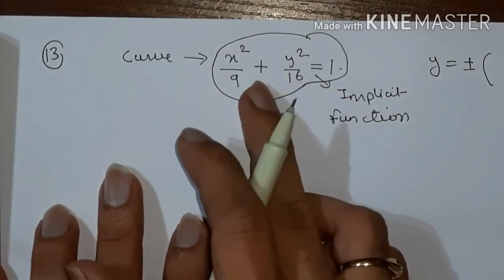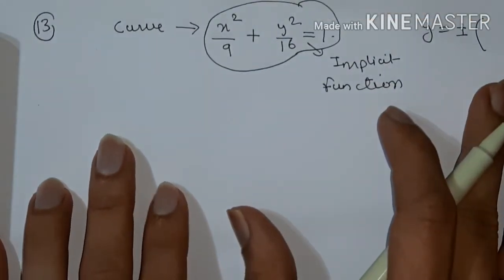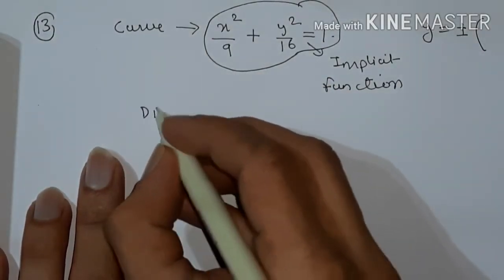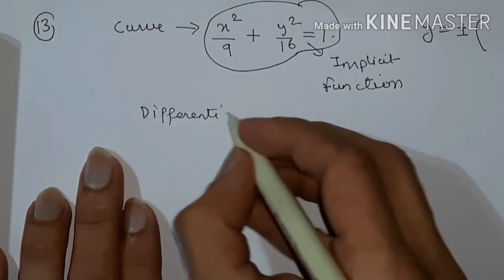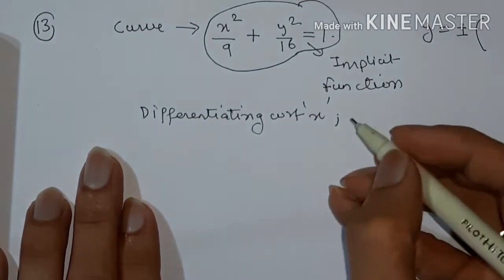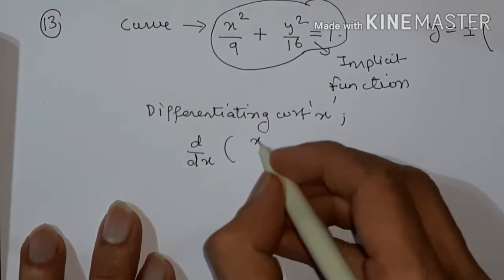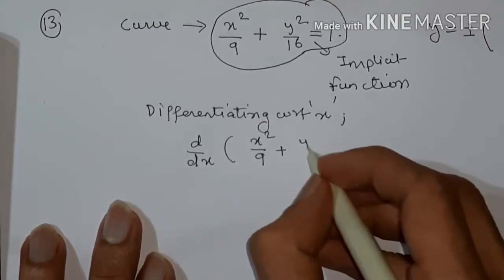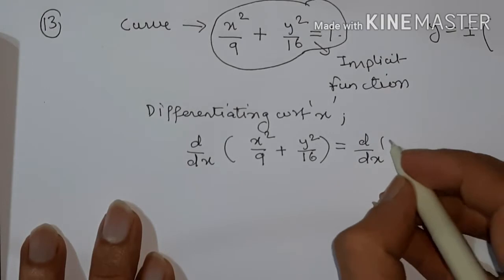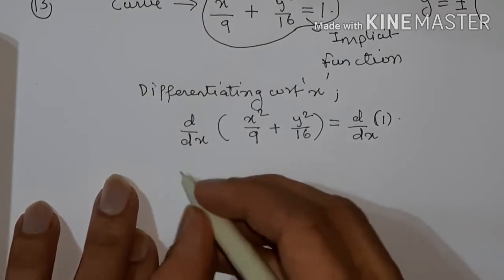See, you have to find dy by dx. When you solve this type of problem, what you need is dy by dx, that is to find the slope. So now how to differentiate this? Differentiating with respect to x, there is no option. So we differentiate d by dx of x square divided by 9 plus y square divided by 16 equal to, and also differentiate the right hand side, because this is the equation. You have to differentiate both sides of the equation.